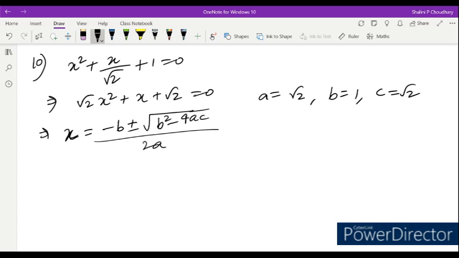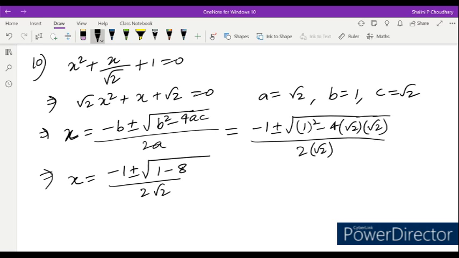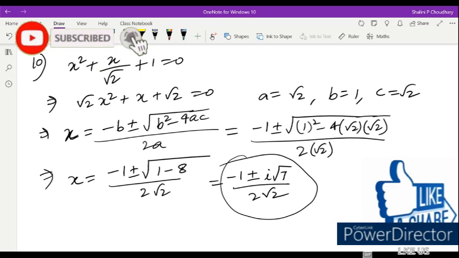Now we'll put the value of a, b, c in this. So minus b plus minus square root of b square minus 4 into a into c divided by 2 into a. X will be equal to minus 1 plus minus square root of 1 minus 8 divided by 2 root 2. So it will be minus 1 plus minus I square root of 7 divided by 2 root 2. Okay, so these are the two roots of x.